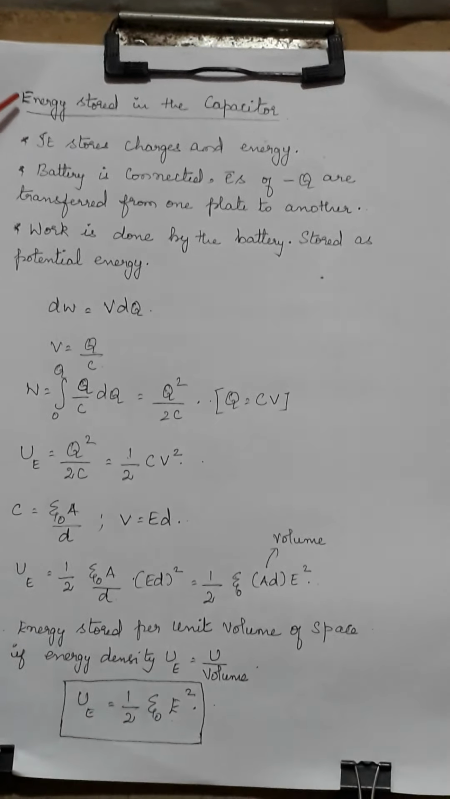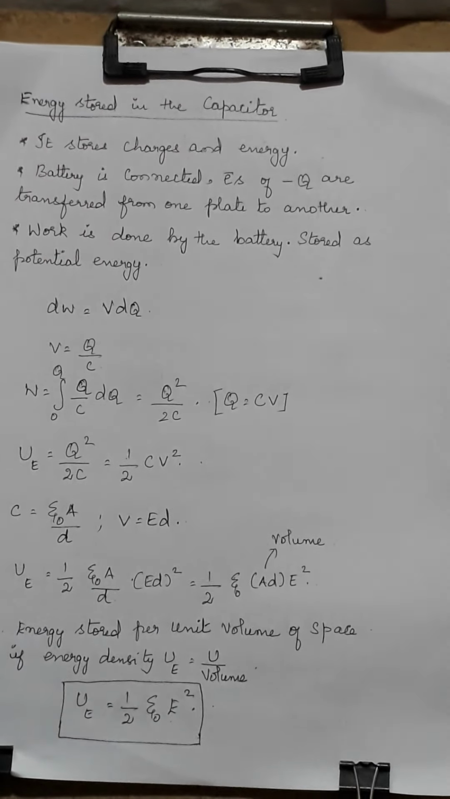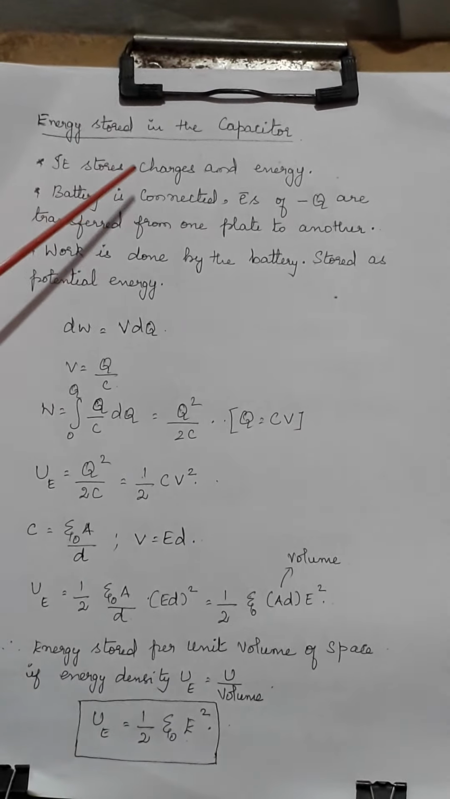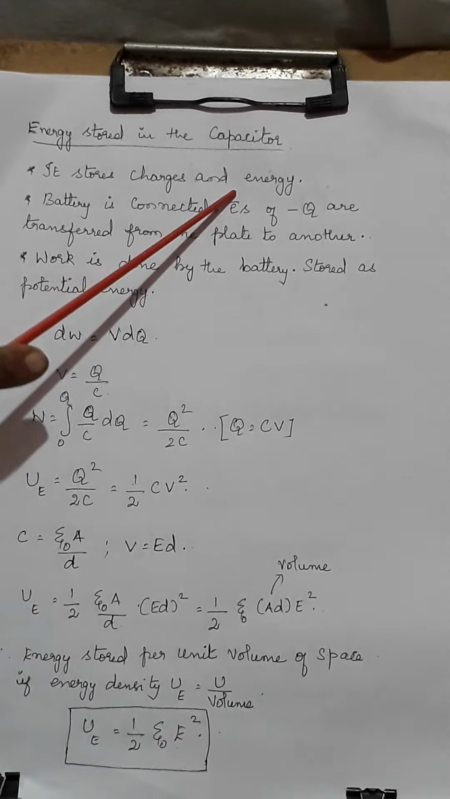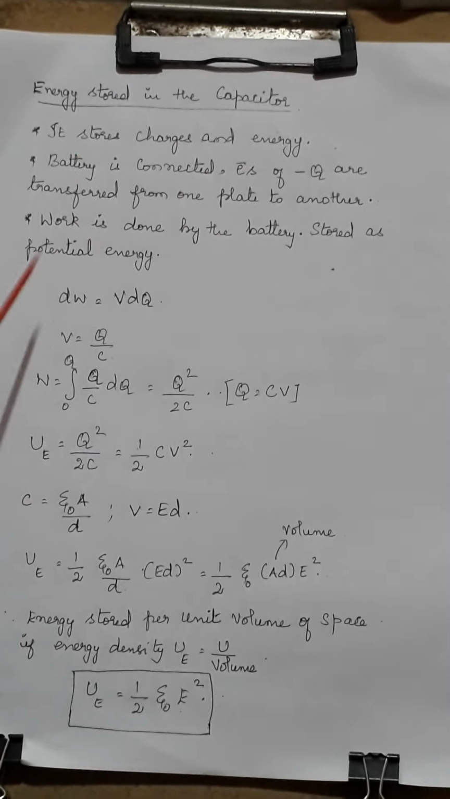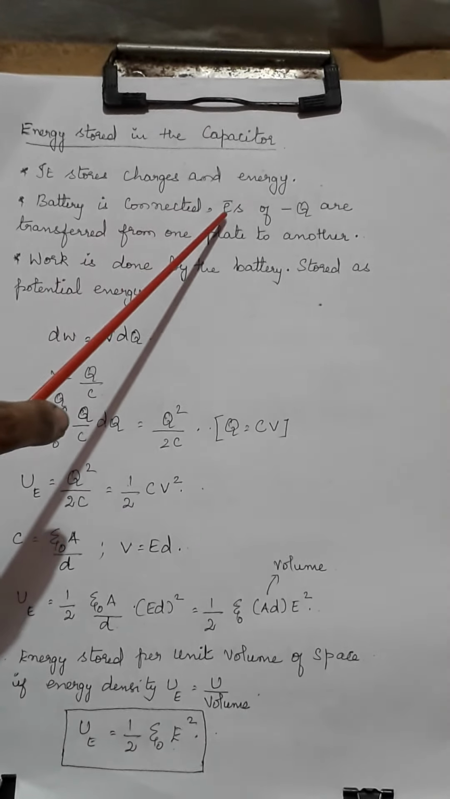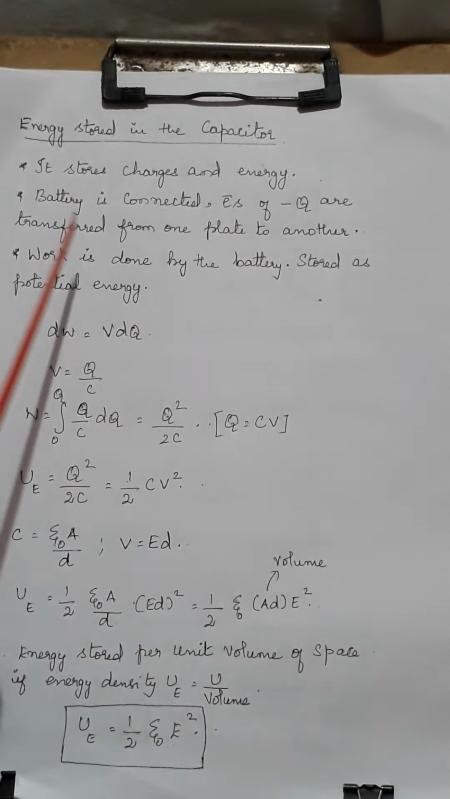The next one is energy stored in the capacitor. What is a capacitor? It can store charges and also energy. Charges are stored, so hence you have a potential energy. That potential energy is what I am going to calculate here. When a battery is connected to two parallel charged sheets, electrons transfer from one plate to the other plate.